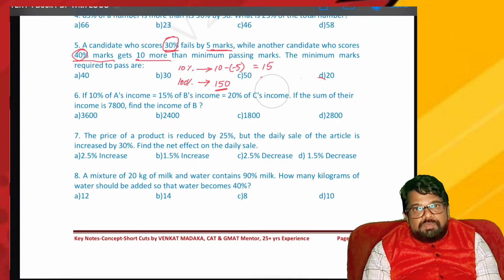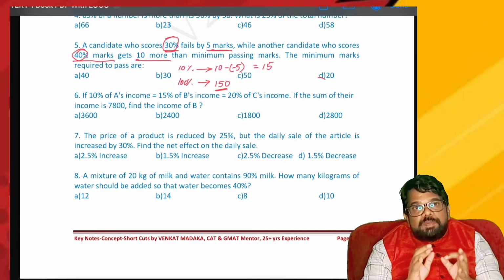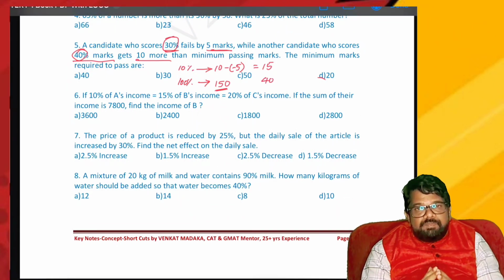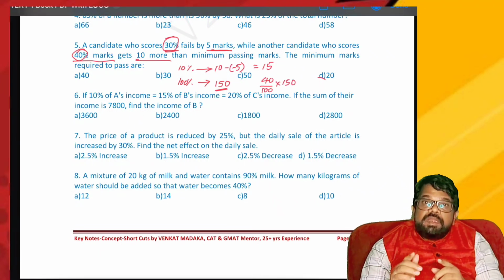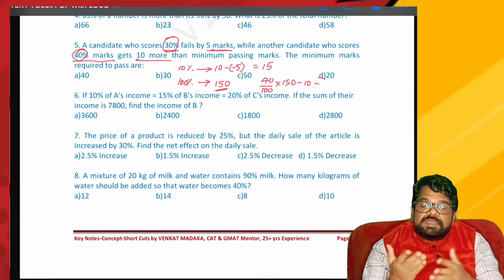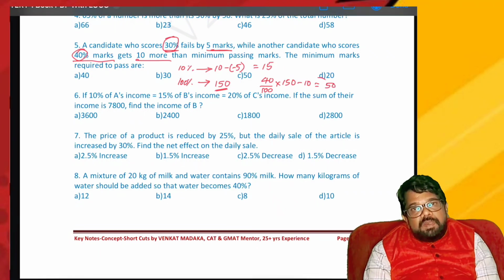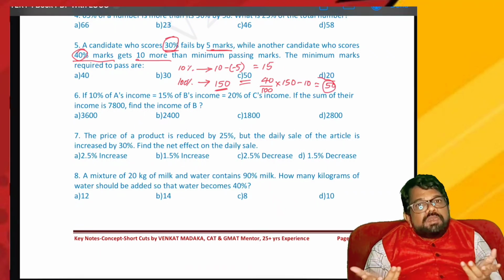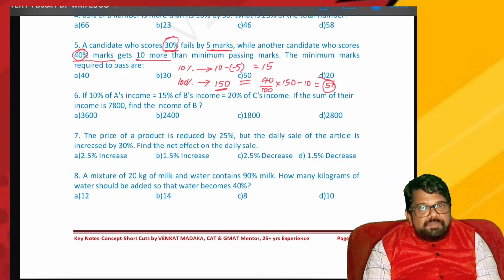What is the second student's data? 40% he got. 40% of 150, how much? 60. But he got 10 more than pass marks. So minus 10. 60 minus 10 is 50. Get the answer. So the pass marks are 50. Take any one of the students' data, so you get the pass marks. Now question number 6.